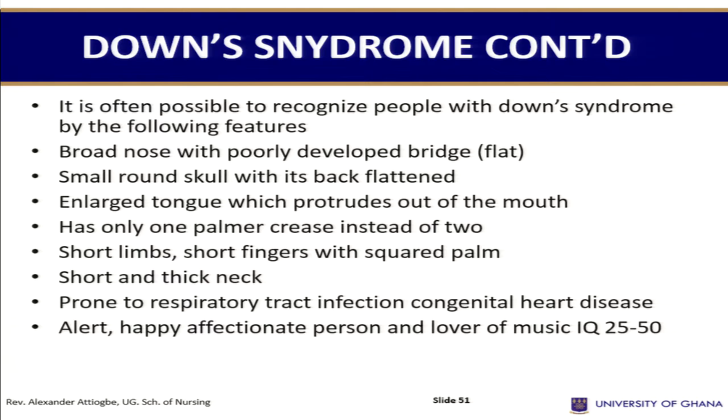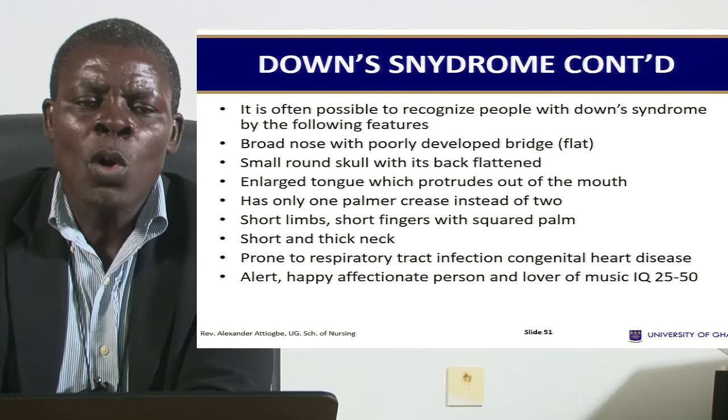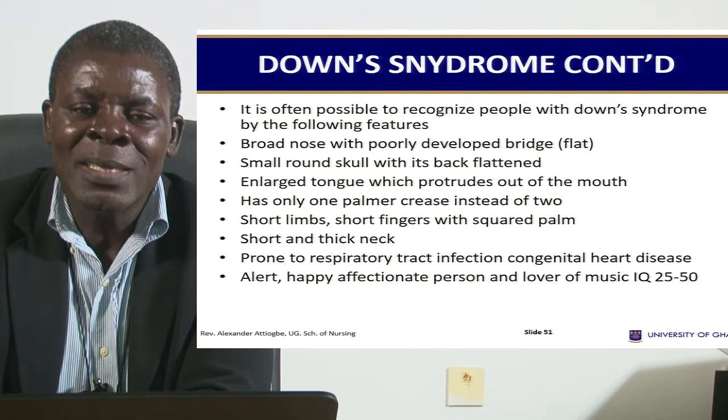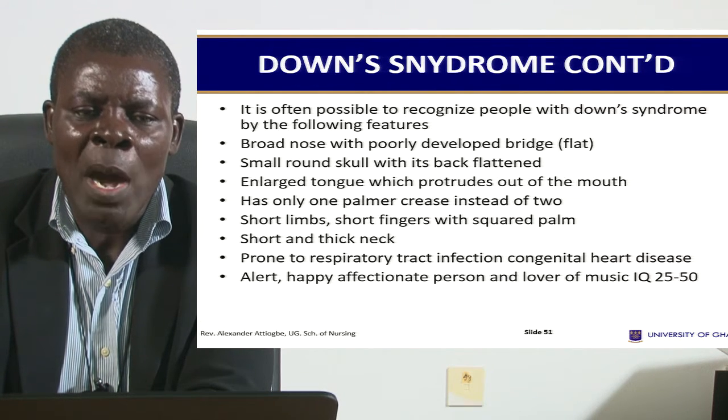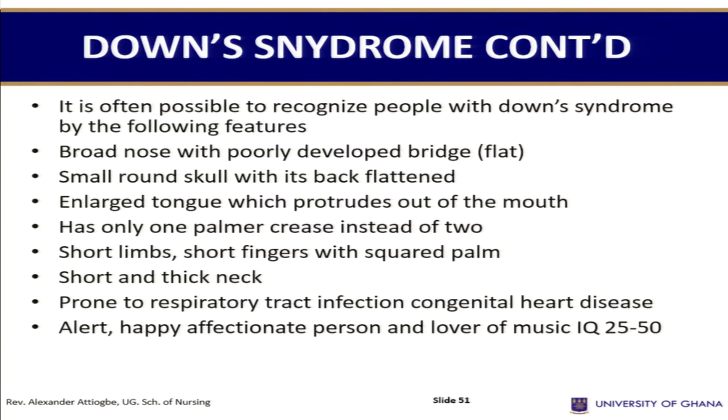It is often possible to recognize people with Down syndrome by the following features. They have a broad nose with a poorly developed bridge. The nose is flat. They have a small round head with its back flattened. They have a large tongue which protrudes out of the mouth, and only one palmar crease instead of two. Their limbs are short. They have short fingers with squared palms. They have a short and thick neck, and they are prone to respiratory tract infections and congenital heart diseases.